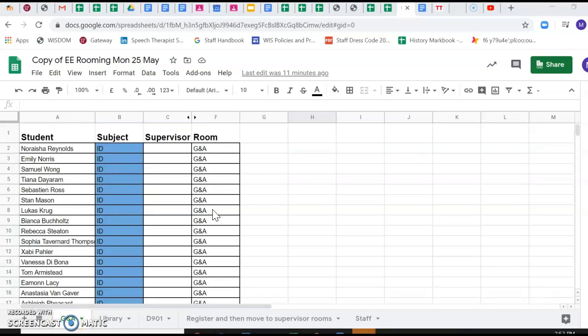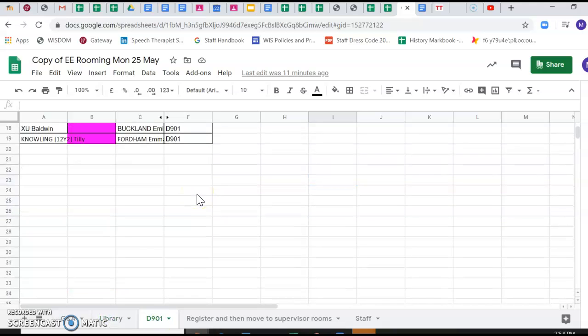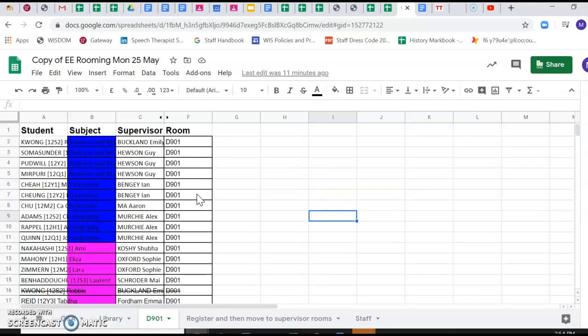Hi, I'm just going to explain to you how the EE writing day is going to work on Monday. When the students come in, they have all been given a room to head for and register in. Some of the students will stay in that room all day. If you have said that you can't have your extended essay student with you, then they will go to either G&A, the library, or D901, and they will be based there for the day, and you will go to them to speak to them about their extended essay.